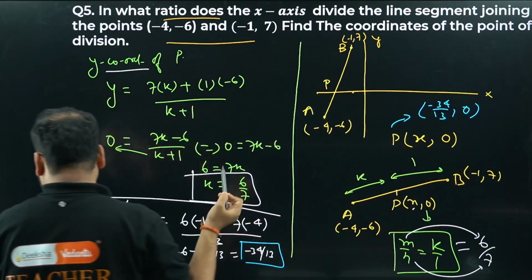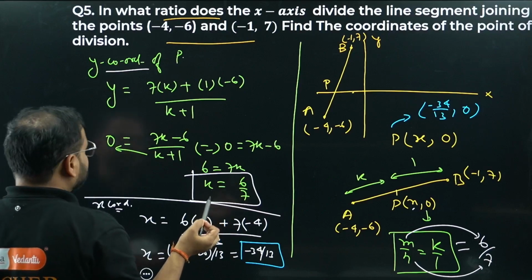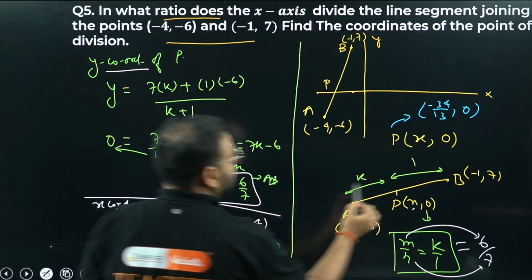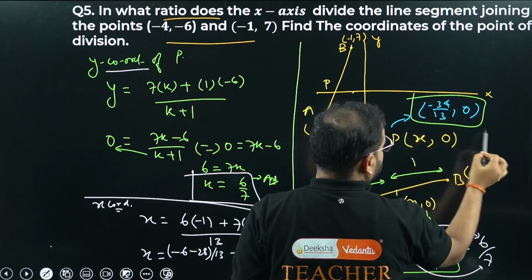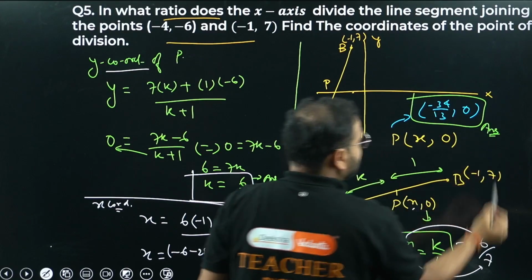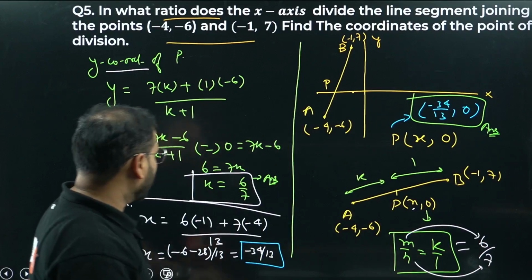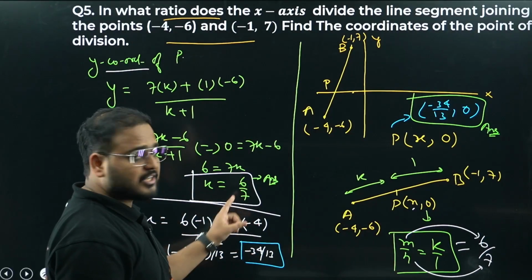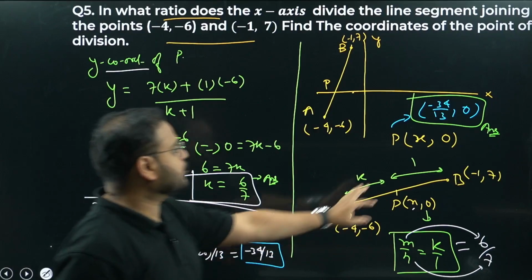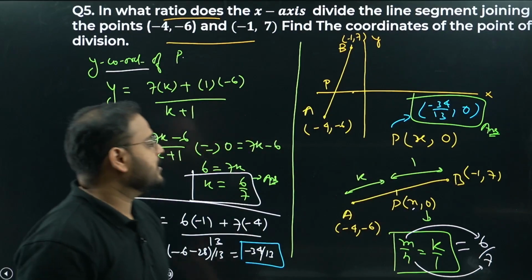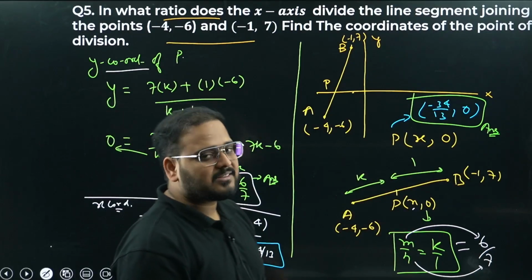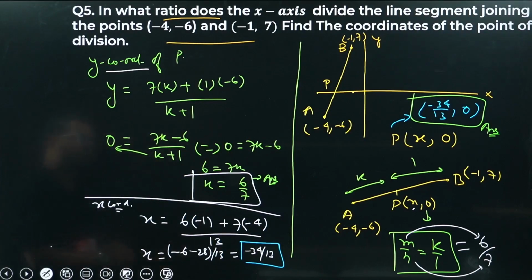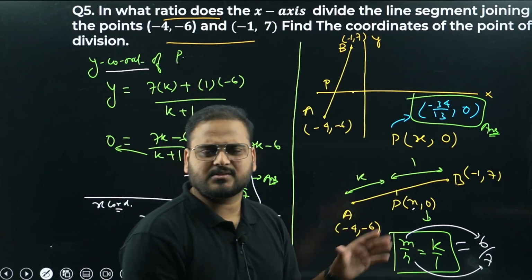So my two answers, I can just highlight them. Answer number 1 is over here and answer number 2 is over here. Please check. Minus 34 by 13 comma 0, and 6 by 7 is the ratio. Answer number 1 is the ratio 6 by 7. Answer number 2 is the coordinate of the point P taken as x comma 0, where x is minus 34 by 13. Please have a look. Okay, clear, right? Simple question, not difficult.